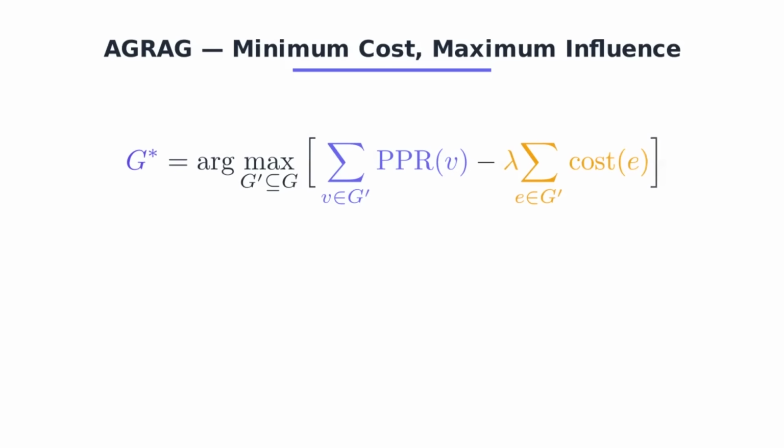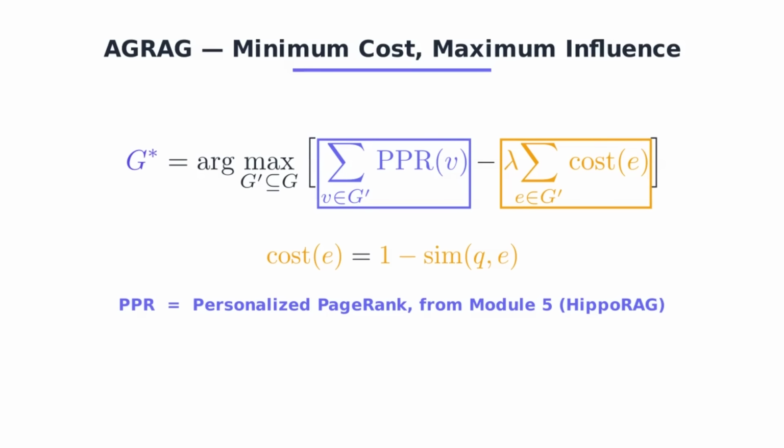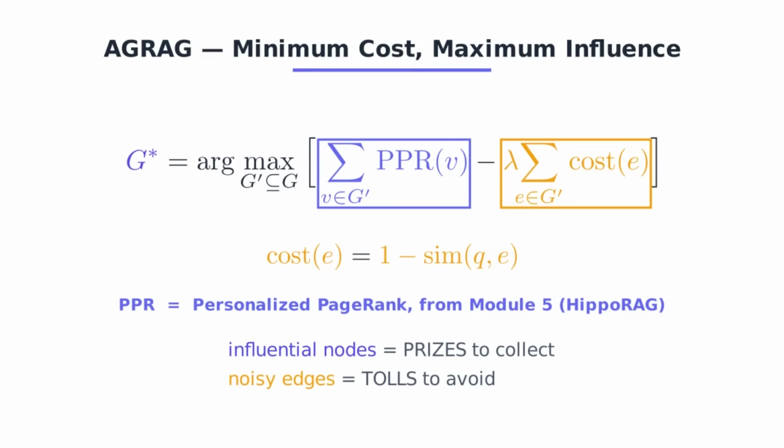Now we can write the whole objective in one breath. AGRAG searches for the subgraph that maximizes the total personalized PageRank influence of its nodes, while minimizing the total cost of its edges. And remember, edge cost is 1 minus query similarity. Maximize influence, minimize cost. It's a prize-collecting kind of problem. Every influential node is a prize you want. Every noisy edge is a toll you'd rather not pay.